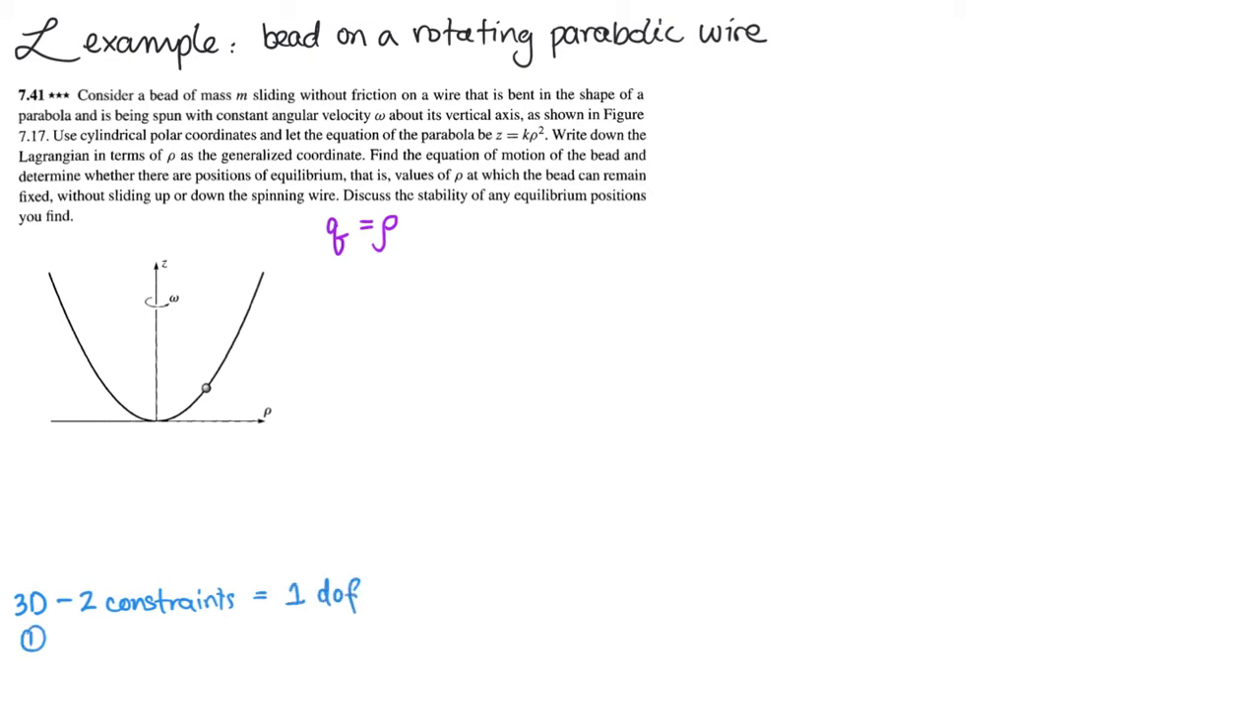Well, number one, we're told that the particle moves on a parabola, so z and rho are not independent of each other. They're related through that equation of the parabola. So that gets rid of one degree of freedom.